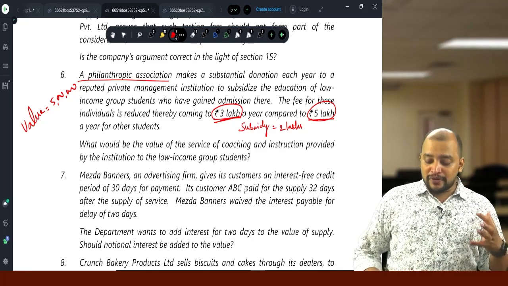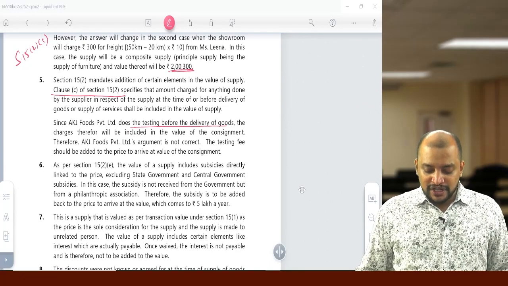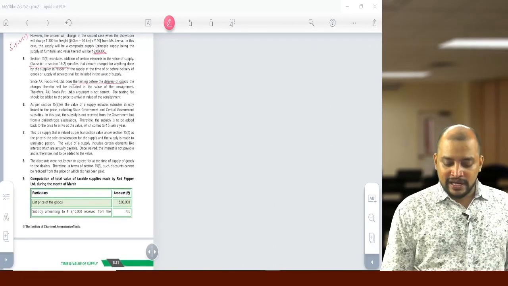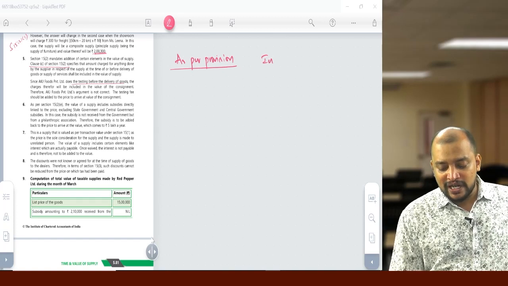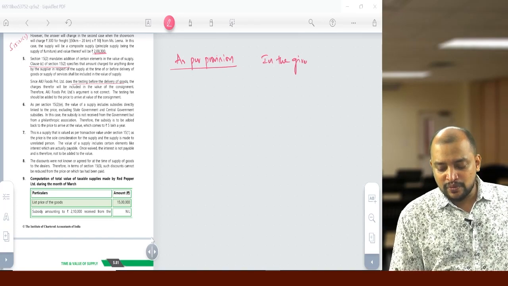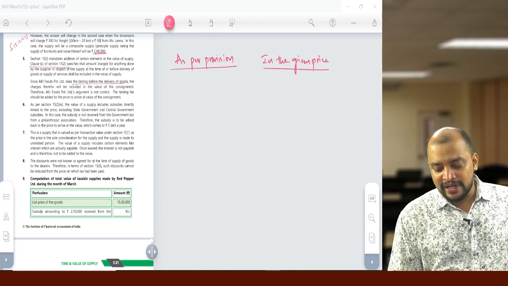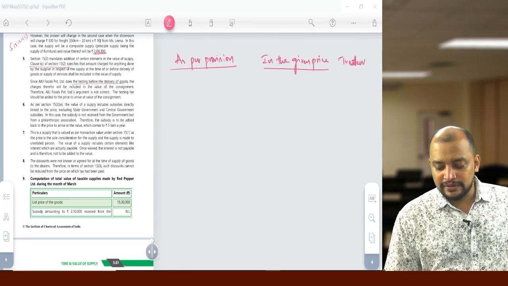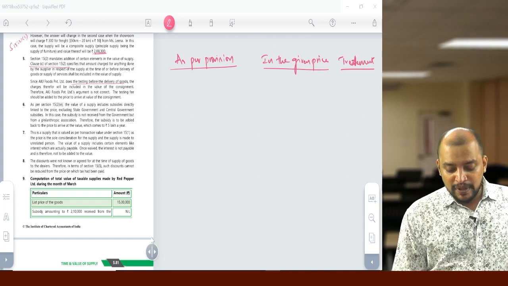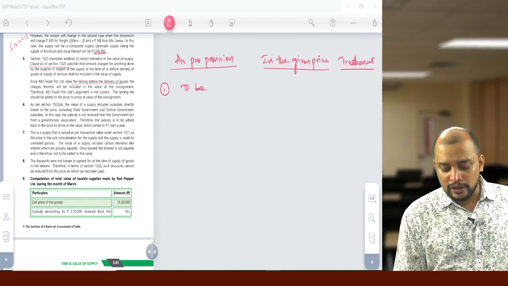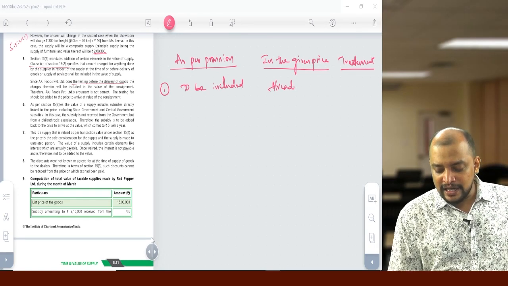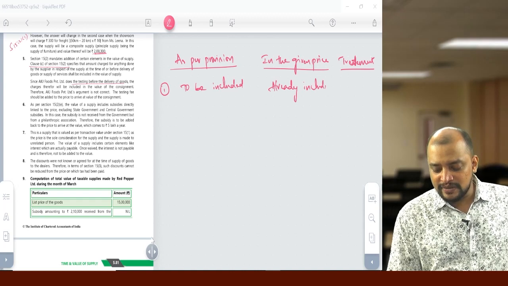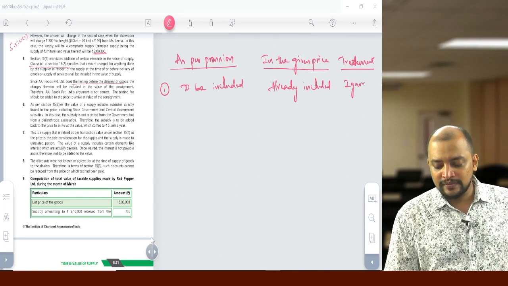Second, first as per provision we need to see what is the treatment, okay. As per provision what it is, and in the given price what they have done, and based on that the treatment is followed. As per provision it is to be included, and in the given price it is already included. Then what is the treatment? Ignore. We don't have to do anything.